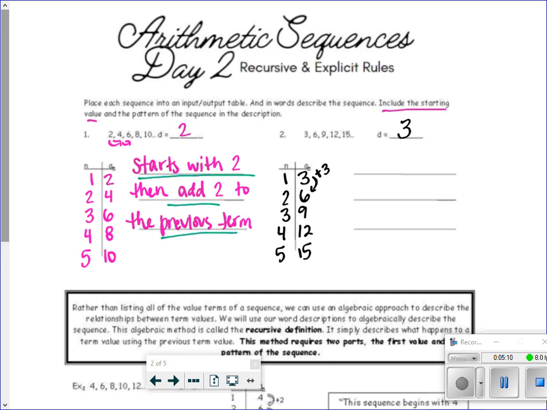Turning that into words again, one of the most important things, something you always have to include for these sequences, is our first term. Our first term in this one is 3, so it starts with 3. Then add 3 to the previous term.